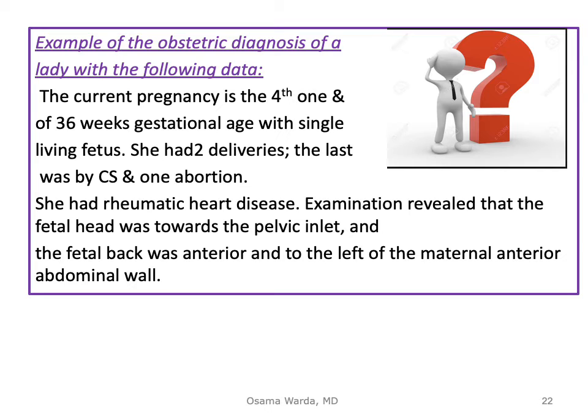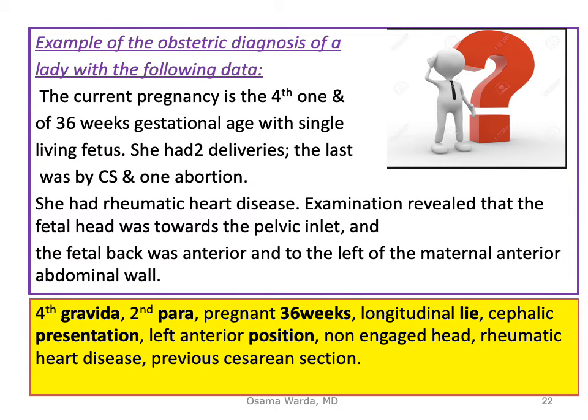What about the maternal disease? Rheumatic heart disease. What about surgical procedure? Previous cesarean section. So, fourth gravida, second para, pregnant 36 weeks, longitudinal lie, cephalic presentation, left anterior position, non-engaged head, rheumatic heart disease, previous cesarean section. This is how to formulate the obstetric diagnosis.